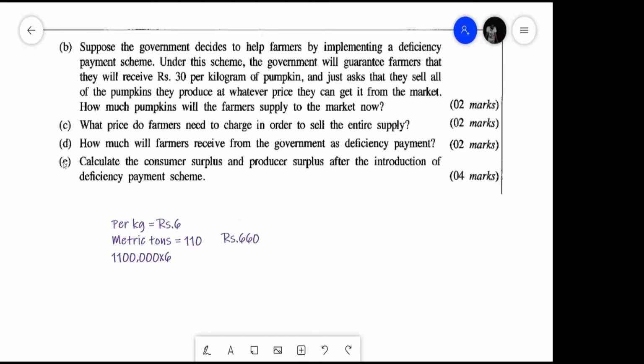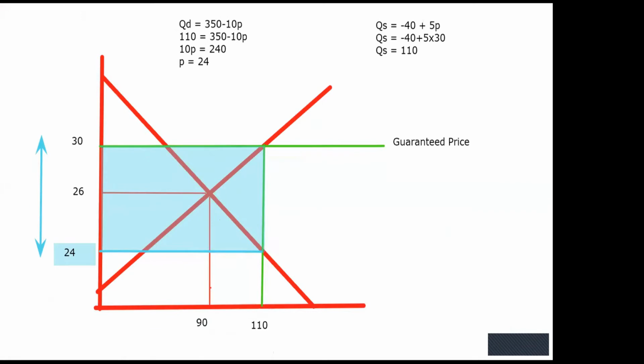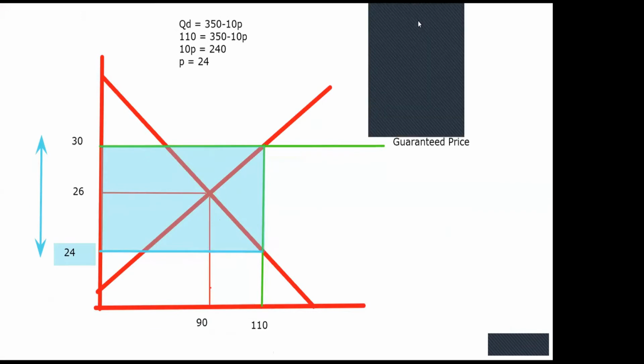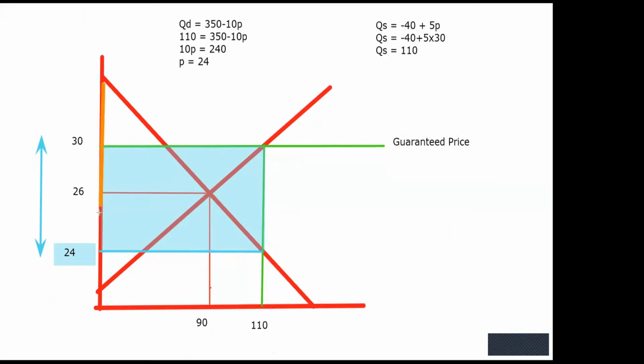Okay, done. And then part E, calculate consumer surplus and producer surplus after the introduction of the deficiency payment. So for this, you first have to know what are the areas of consumer surplus and what are the areas of producer surplus. Okay, so consumer surplus, which one is the area, guys? This is the area for consumer surplus after the deficiency payment. Okay, this cannot be seen, I'll put it in black. This thing that I'm drawing in black is the consumer surplus.